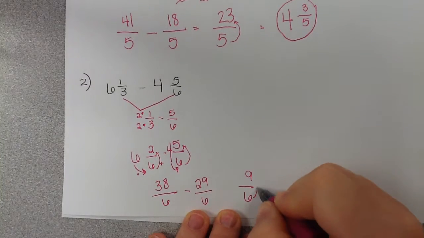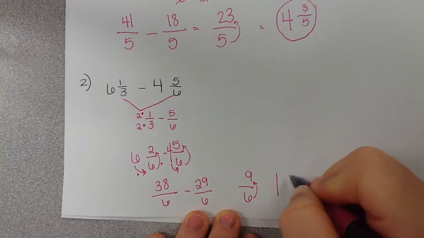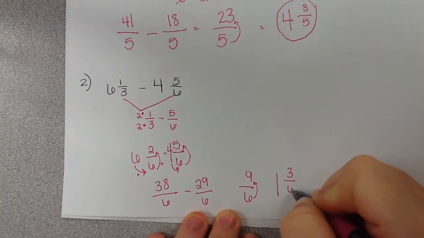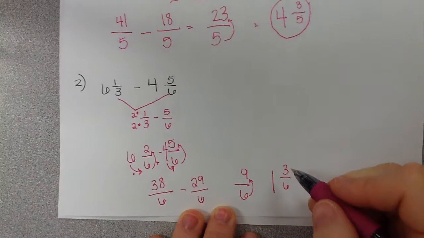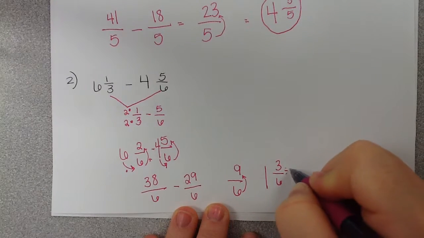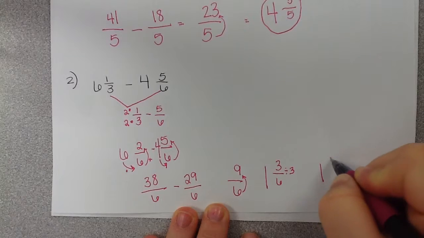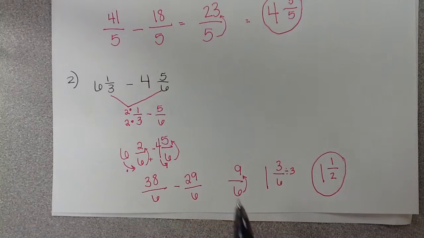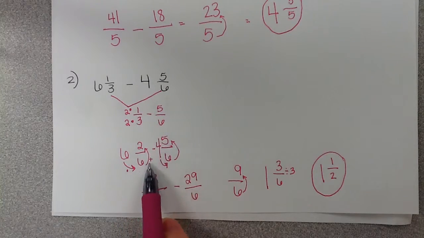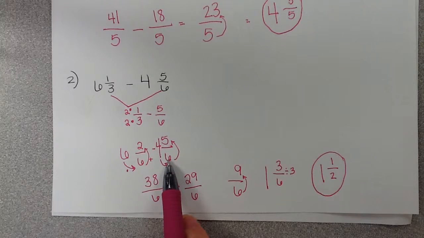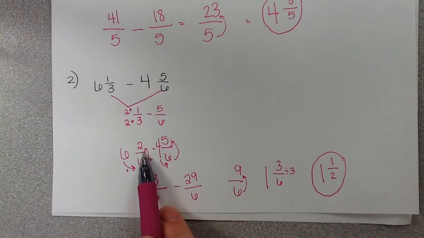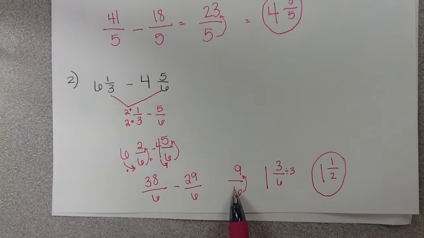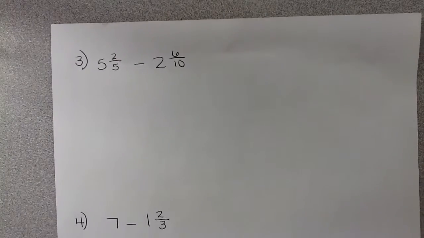The top is too big, so 6 goes into 9 once, with 3 pieces left over. Simplify 3/6. Let's divide both by 3. 1 1/2. Subtract your fraction pieces, get matching denominators or matching shoes. We could not subtract because this one was too small, so I made them improper. Go ahead and solve. 1 1/2. Go ahead and try this next one on your own.